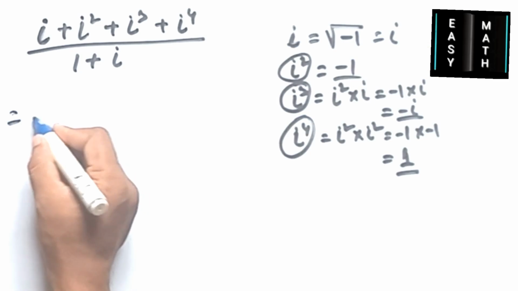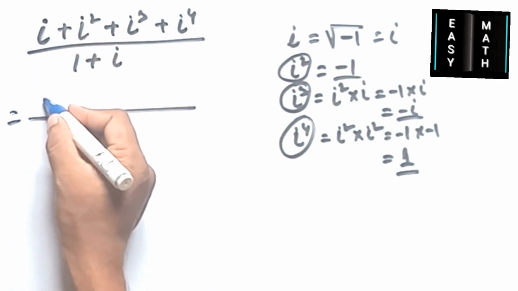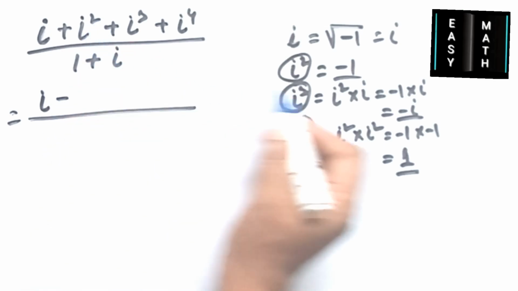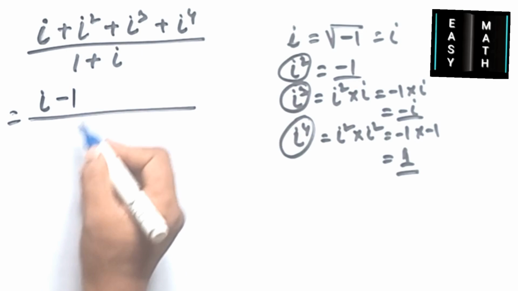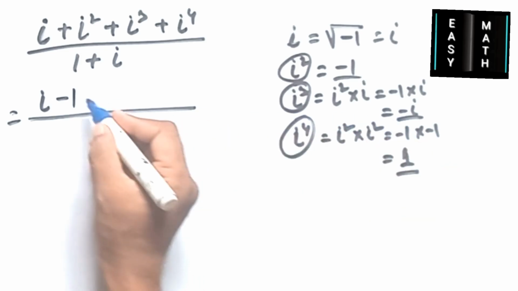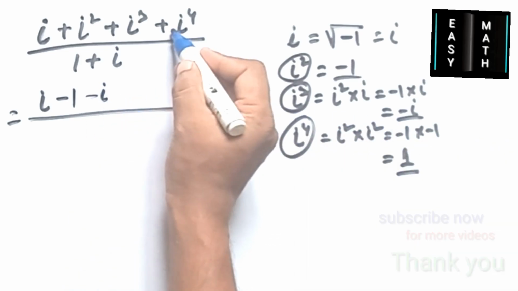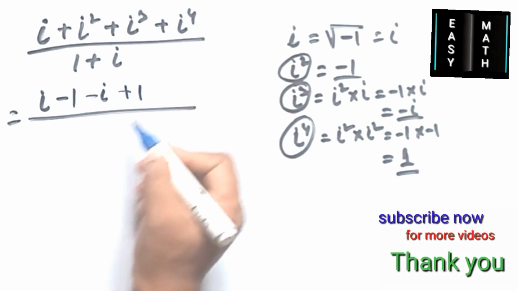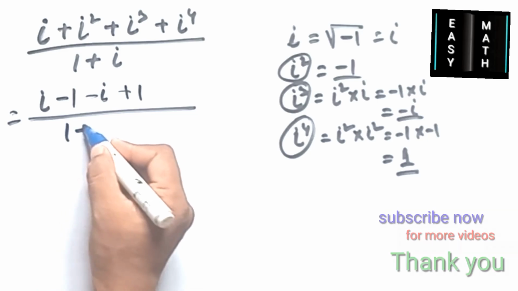And now we can write this: i squared is equal to -1, and i cubed is -i, and i to the power 4 is +1, and there is the 1 plus i.